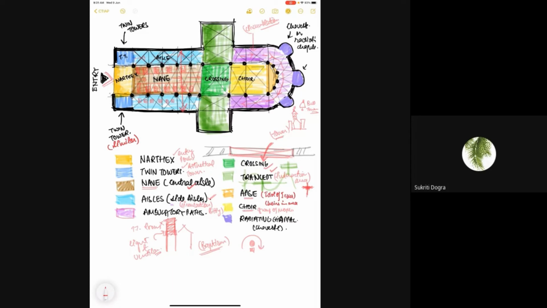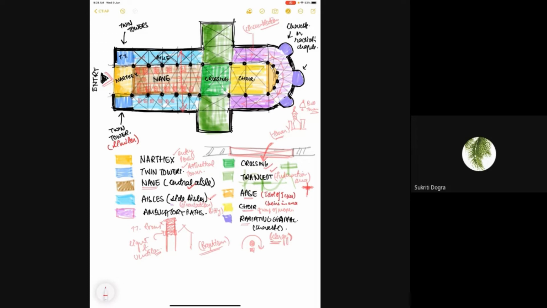Then the last space that we have to study is a radiating chapel. Now, why was this introduced? This was introduced because of the clergy. We call clergy the group of people who are performing certain religious activities inside a church. This may include a father or a priest or nuns. All the people who are officially and religiously related to this part are called members of clergy. Since these people increased in number, they had to have a space dedicated for them.